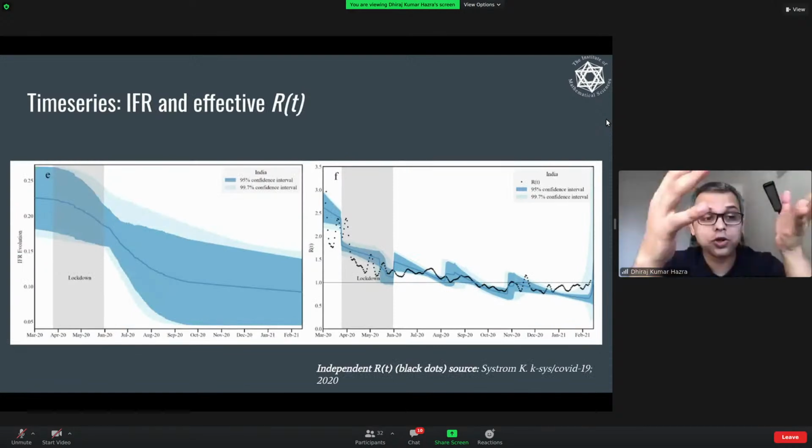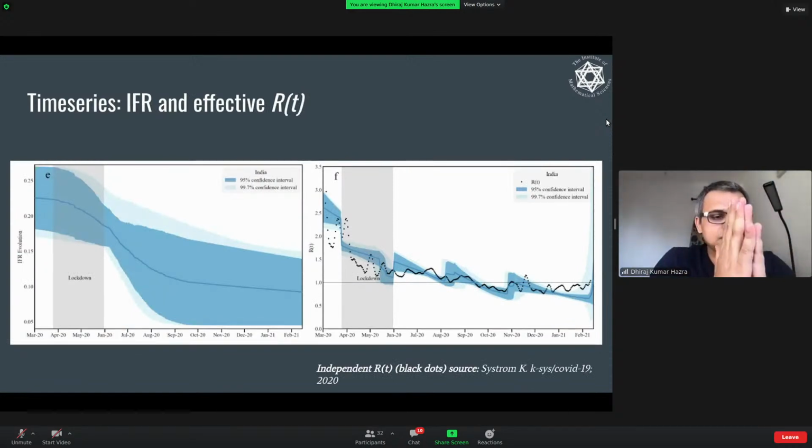And from there, we can also reconstruct what the IFR evolution is. For example, we find that our results are consistent with 0.1% IFR. And we can also reconstruct the effective reproduction number from our time series. And this looks like the shaded lines from our analysis.